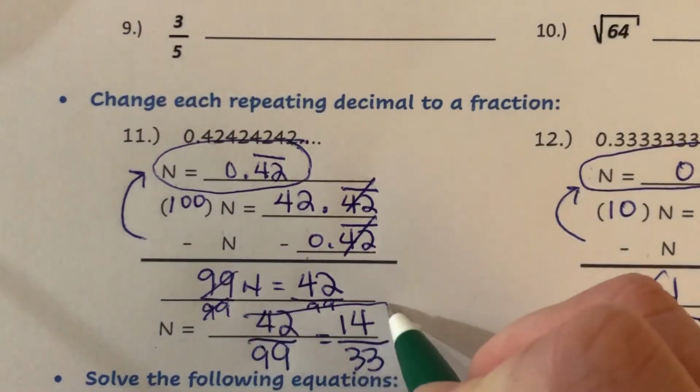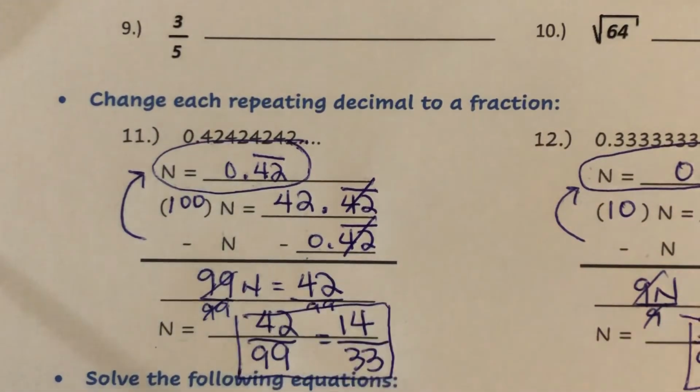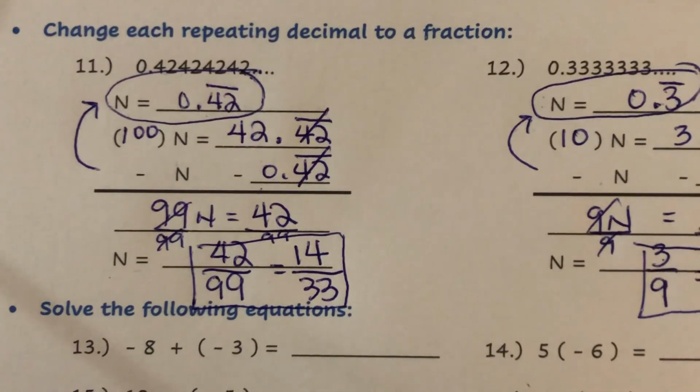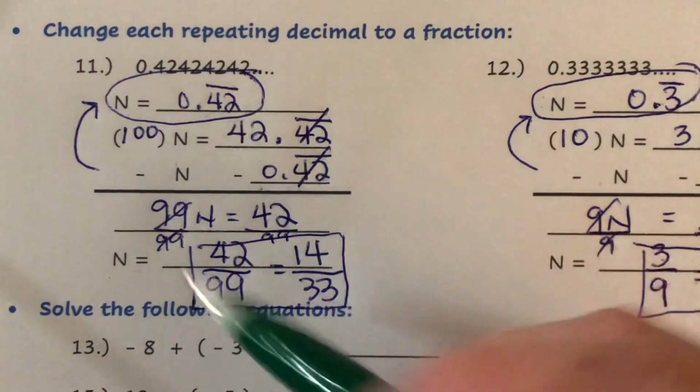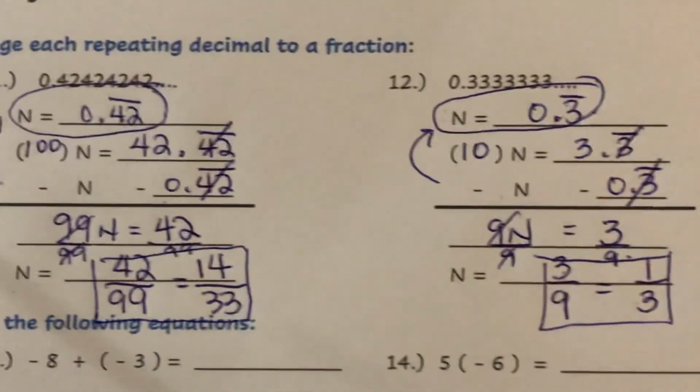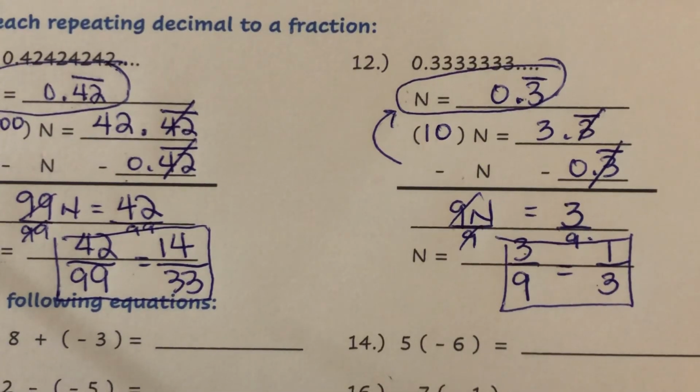And for number 11, either one of these I would accept as your final answer here. I hope that made sense. They're following the same steps. Maybe I could have written that a little different, but that's how you change a repeating decimal to a fraction.